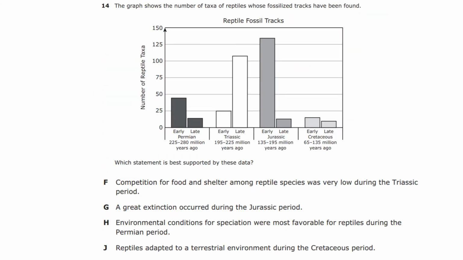This one is another one, it says the graph, so you've got to interpret the graph, shows the number of taxa of reptiles whose fossilized tracks have been found. So we're looking at ancient tracks, like if you've ever been down to Glen Rose here in Texas, near Granbury. Glen Rose has a dinosaur park where you can actually go down and look at tracks that are in the river that are from a very long time ago.